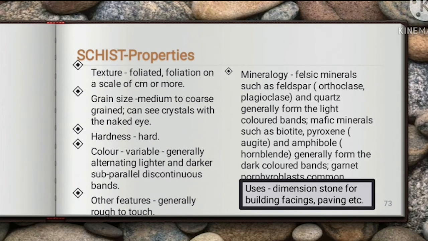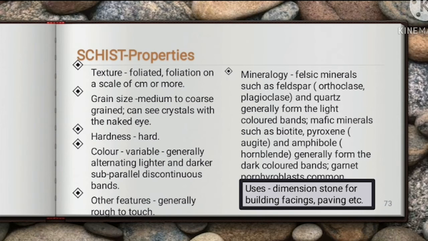Texture, foliated. Foliation on a scale of centimeters or more. Grain size, medium to coarse grained. Can see crystals with the naked eye. Hardness, hard. Color, variable. Generally alternating lighter and darker subparallel discontinuous bands.